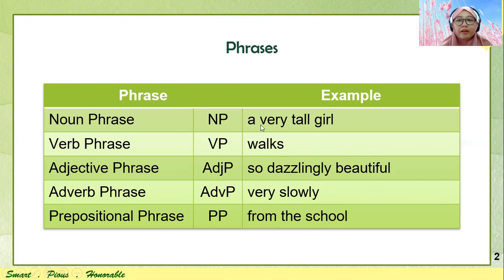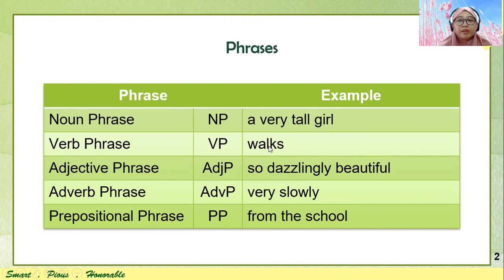For example, a very tall girl. Jadi mana satu kata, satu main word that defines the phrase. Ini adalah katanya ya, girl. Because this one is the noun. Semuanya bukan noun, but girl is the noun. So if we have already found the main word of a phrase, it means that this is the head of the phrase. Ini adalah head-nya.